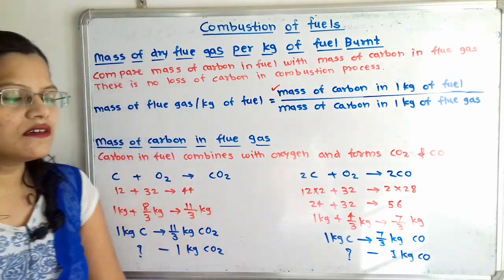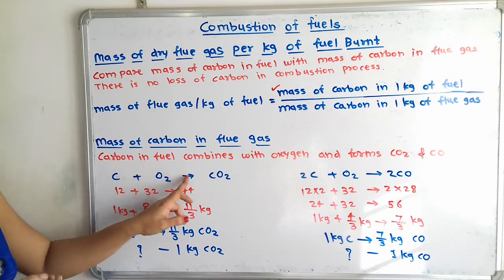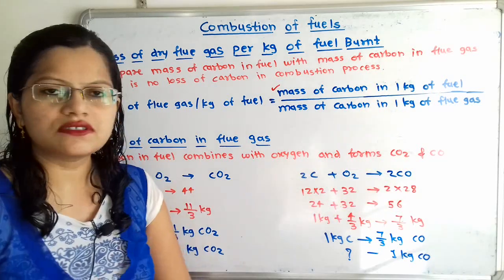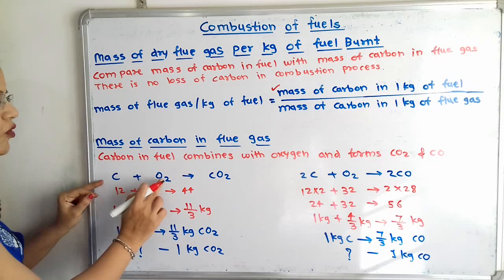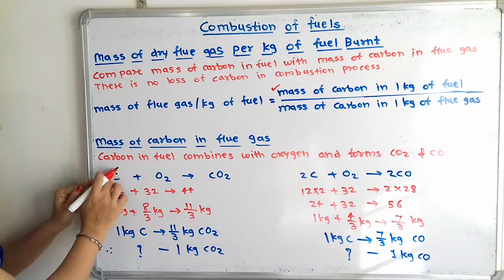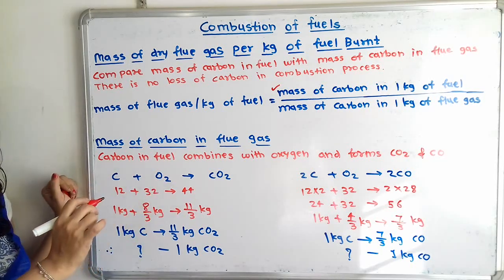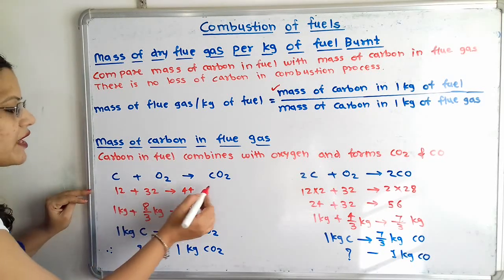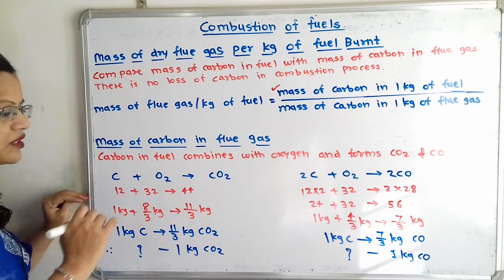Now we will write the equation. So here carbon C plus oxygen gives us CO2. In the same way carbon plus oxygen gives us carbon monoxide. So first we will solve this. C plus O2 gives us CO2. Now what is the molecular mass for this carbon? That is 12. Then oxygen: there are 2 atoms of oxygen, so 16 multiplied by 2, that is 32. And here carbon plus oxygen, that is 12 plus 32, that is 44.